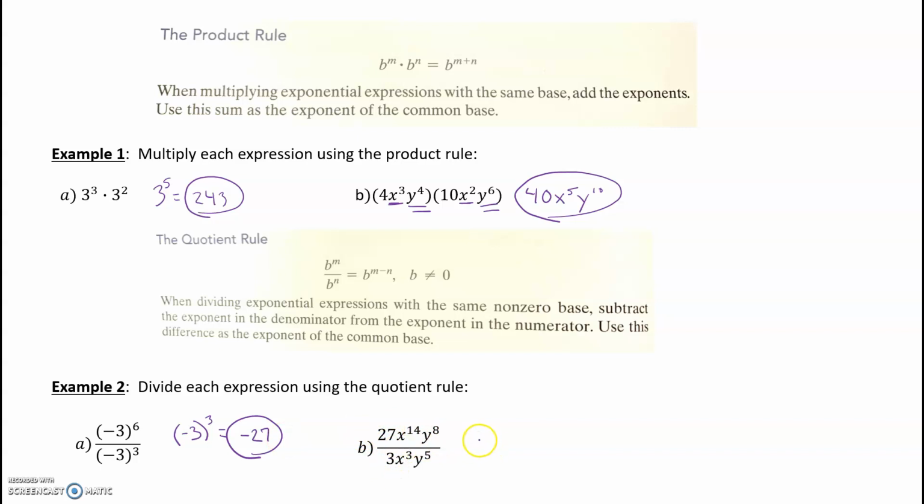27 divided by 3 gives me 9. And then again, subtract x to the 14th, x to the 3rd. 14 minus 3 leaves me with x to the 11th. And y to the 8th, y to the 5th. Again, they both have that same base of y. 8 minus 5 gives me y to the 3rd.